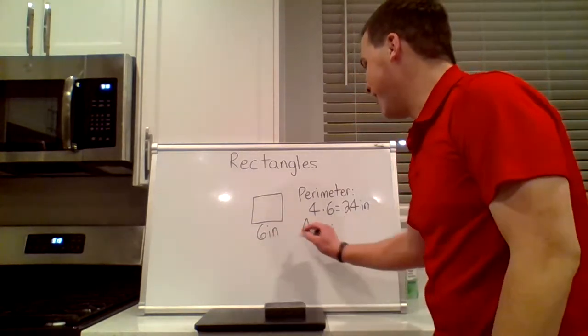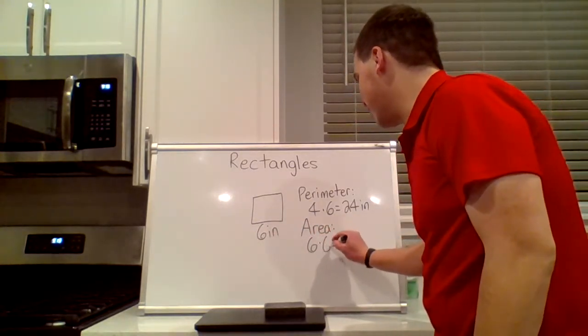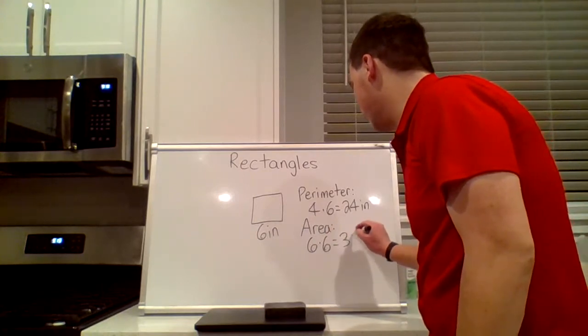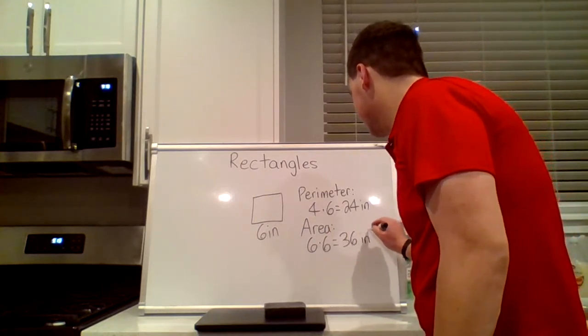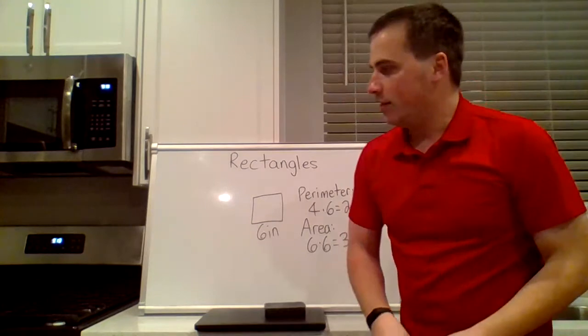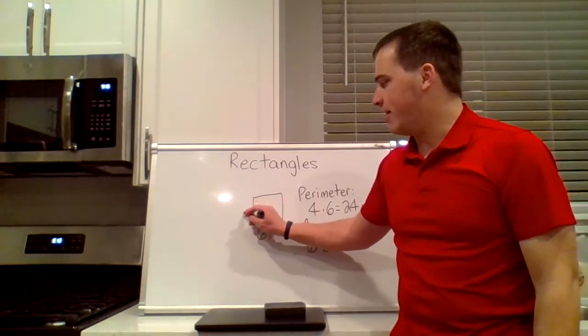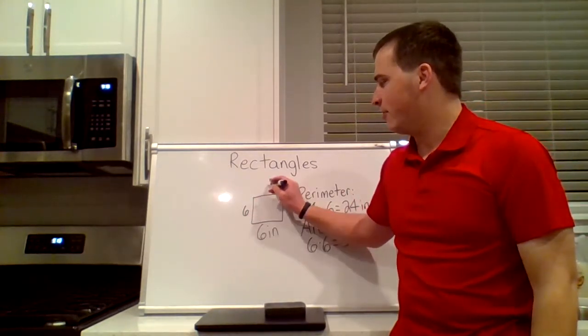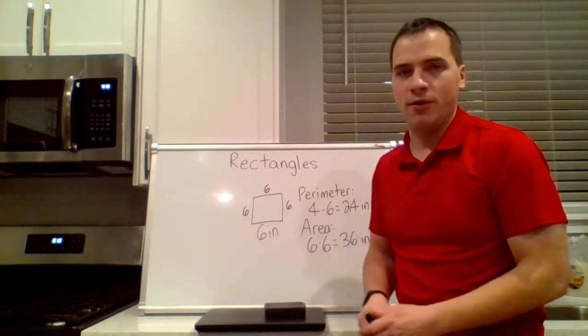Anyway, the area is 6 times 6, which is 36 square inches. The trick here is once again to realize that for the area of a square, all lengths are equal.